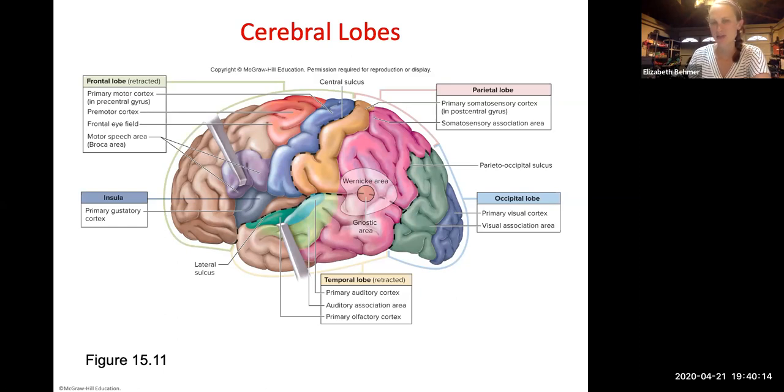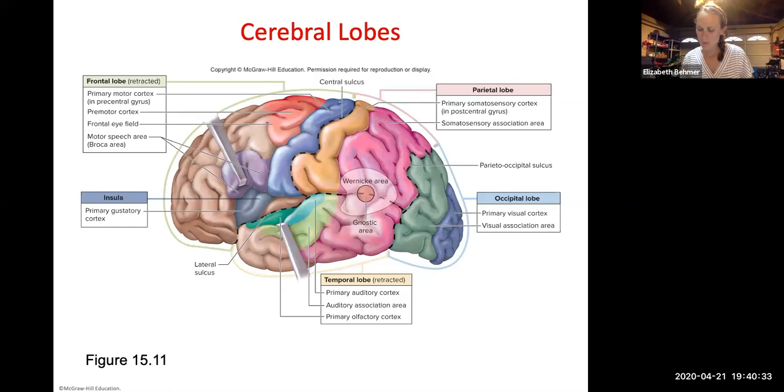So those are the answers to 12 and 13. The precentral gyrus and the postcentral gyrus are folds in the brain bordering that central sulcus, and those are both on your lab exam study sheets too.